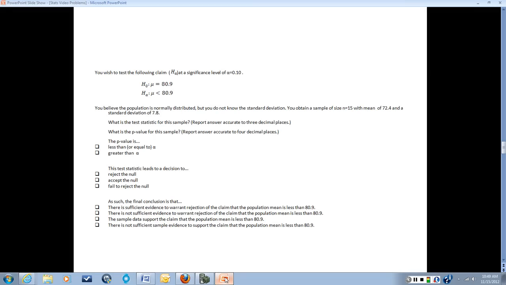And as such, the final conclusion is what? Well, of all those choices, the only one that supports a claim in the alternative hypothesis instead of the null hypothesis is choice number 3: that the sample data support the claim that the population mean is less than 80.9. If we've rejected the null, we've done that in favor of the alternative, which is that the mean is less than 80.9.